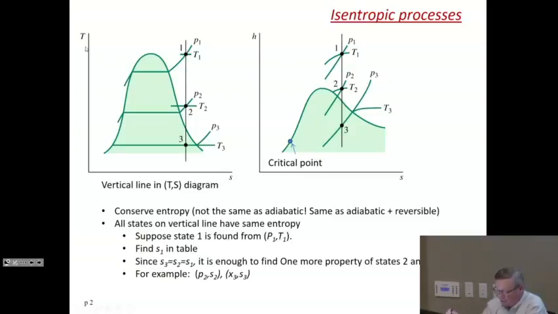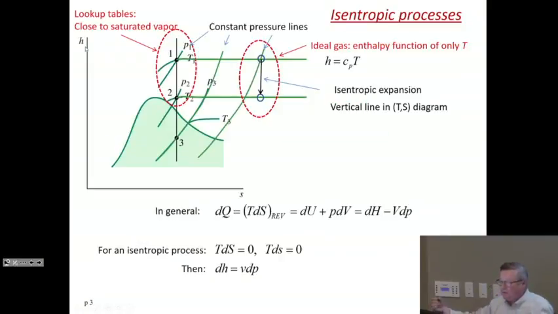And so if you have other properties, like for example, if you know also P2 and S1, you can find all the properties of state 2. If you know X3, for example, the quality of the steam, because you're in the vapor dome now, if you know X3 and S1, you can find out where that point is and characterize this state completely. So that's an isentropic process. We can do the exact same thing if we look at superheated steam, or if we look at ideal gas. It's the exact same process that you walk through. So you take verticals in the TS diagram.